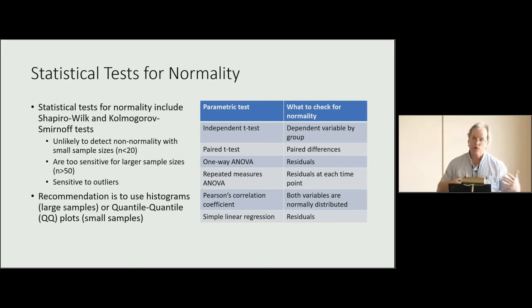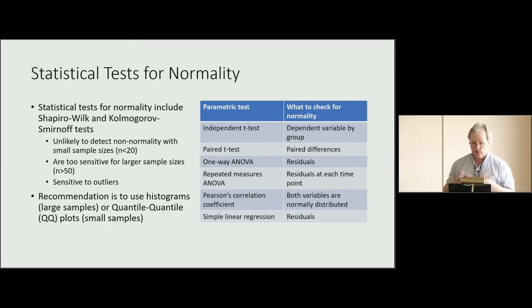And at the same time, they're too sensitive if you have a large sample size. For example, your sample size is greater than 50. And they're also sensitive to outliers. So the recommendation is to evaluate the normality using the histogram or what's called the quantile plots for small samples.